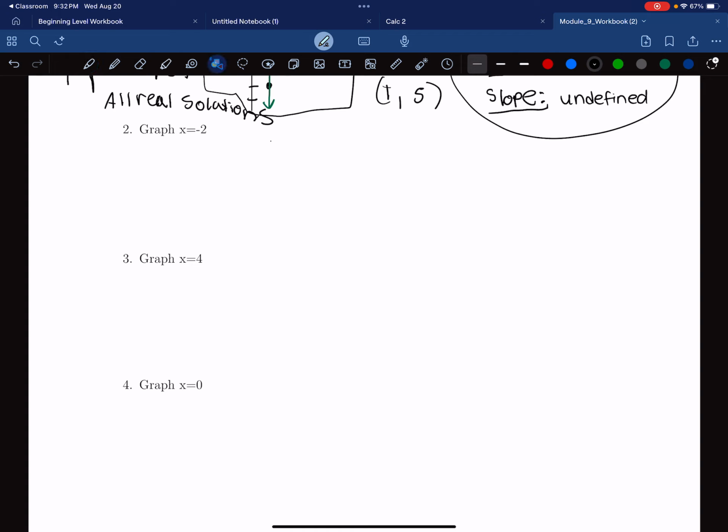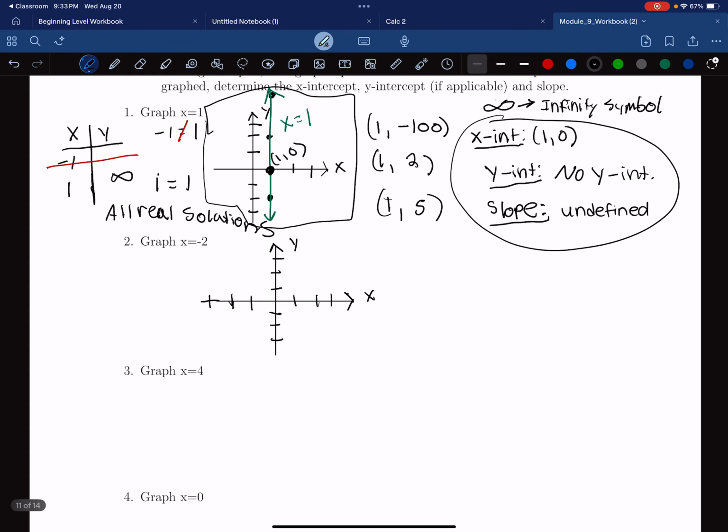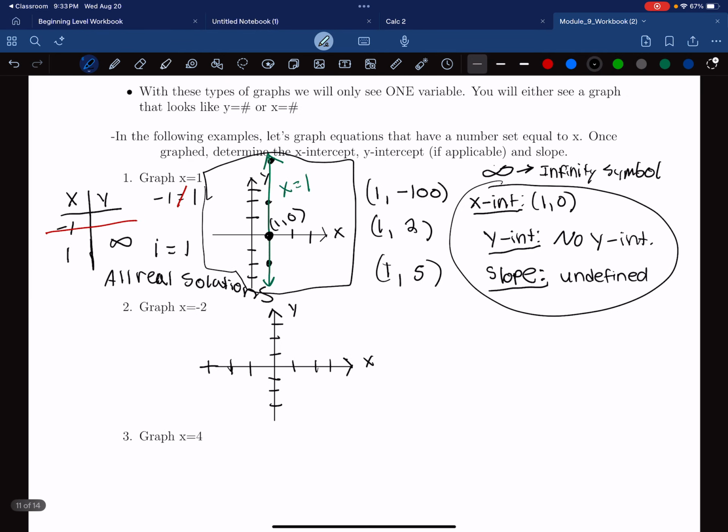So I'm going to start off by drawing the xy plane. This is our x- and y-axis. 1, 2, 3. 1, 2, 3. 1, 2, 3. 1, 2, 3. So we want to graph x equals negative 2. Before I graph this, I'm not going to write out everything like I did for the first example, but let's think about this before I graph it, right?